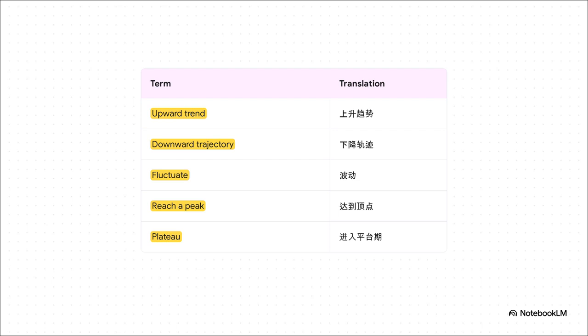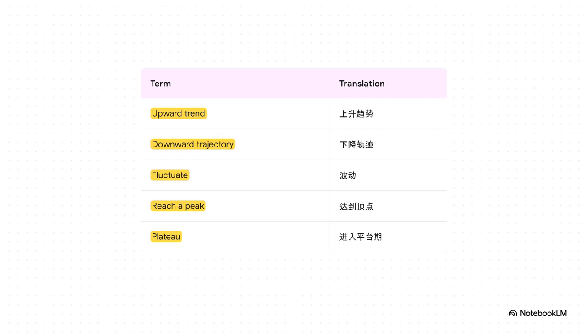Next, downward trajectory. Downward trajectory, 下降轨迹. This one's perfect for discussing things like falling inflation rates in your essays. Then we have fluctuate. Fluctuate, 波动. Throw this in when you're analyzing fluctuating interest rates over time. Next, reach a peak. Reach a peak, 达到顶点. This is highly effective when you need to describe maximum seasonal employment levels during those busy Canadian summers.